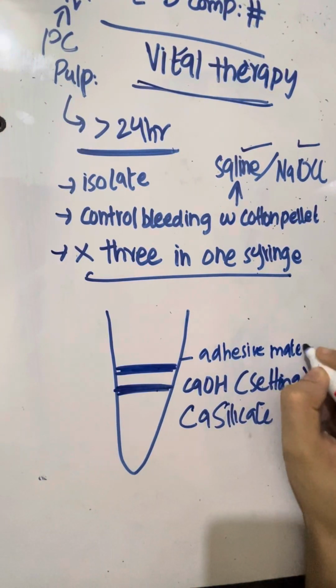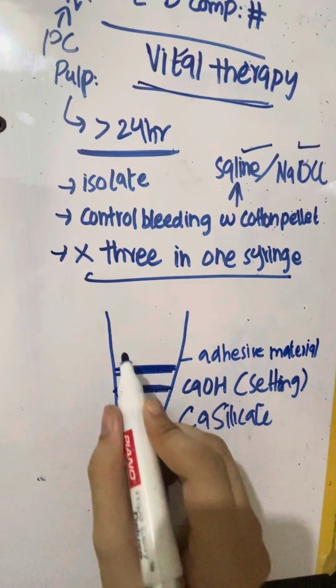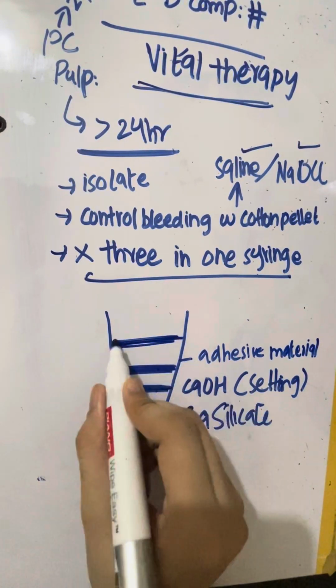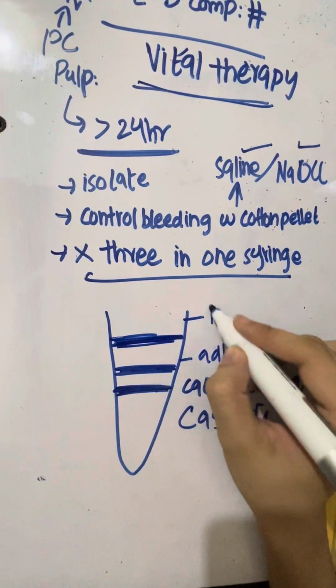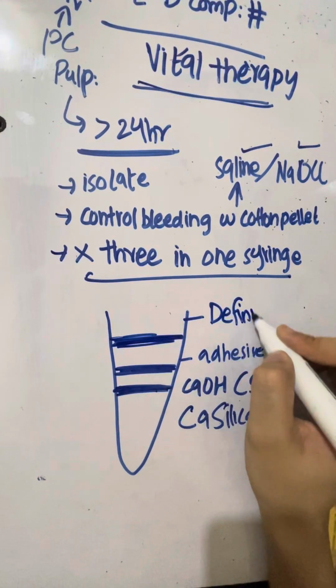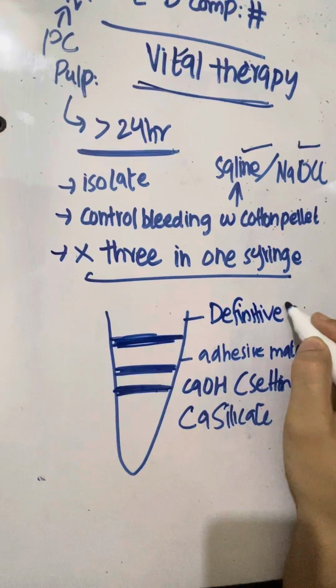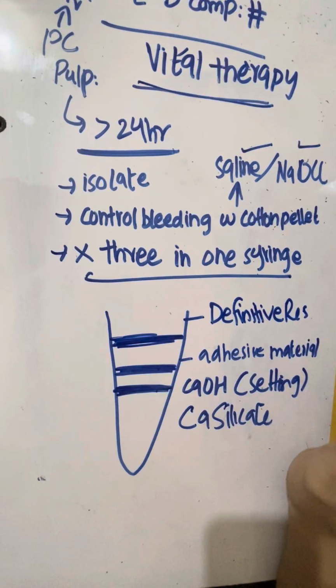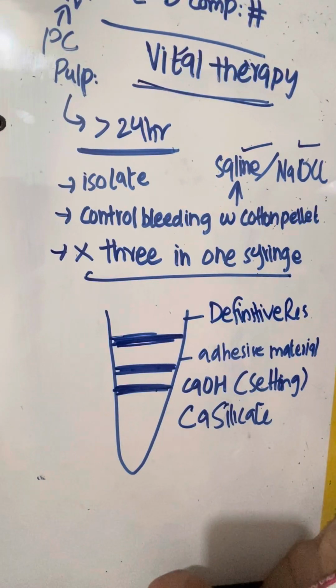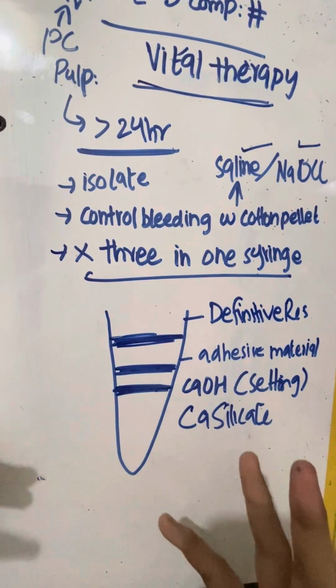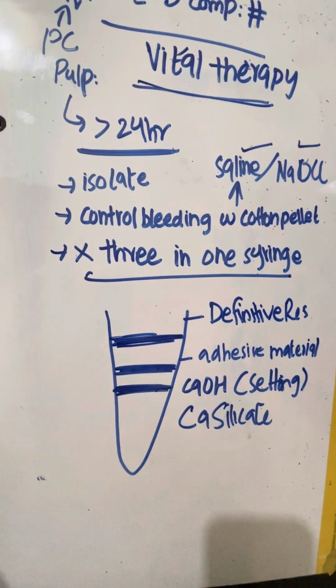Adhesive material like compomer. Then the third layer, you can delay the third layer, which is definitive restoration. So this is the whole process of pulp capping. What is pulp capping? It is a process of vital pulp therapy which we perform when our pulp is still alive and the exposure of the trauma is within 24 hours.